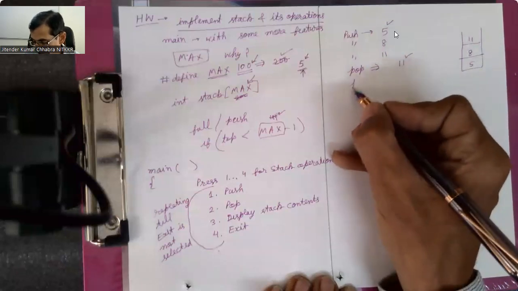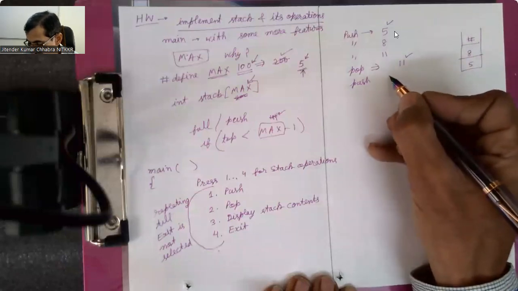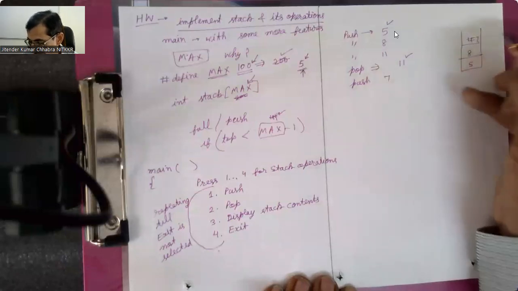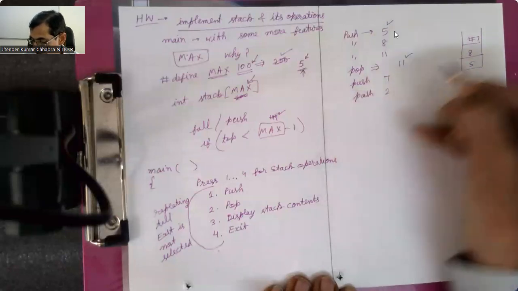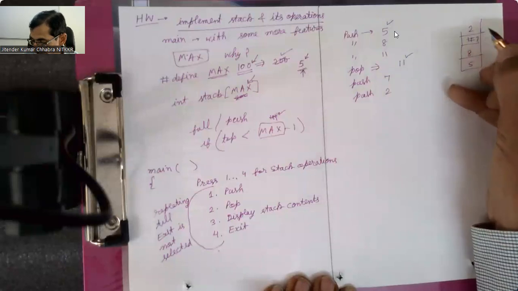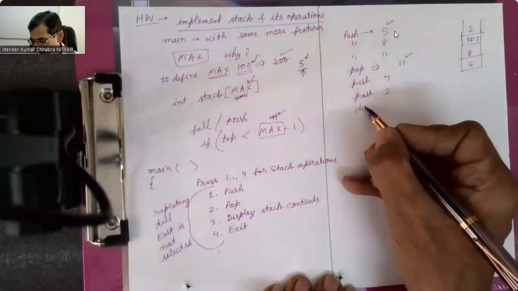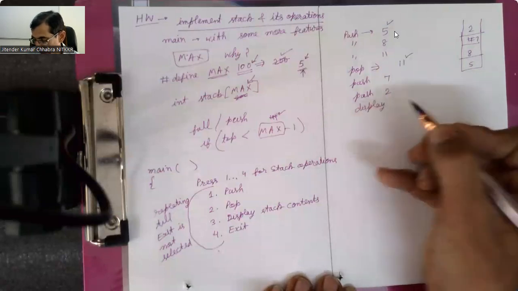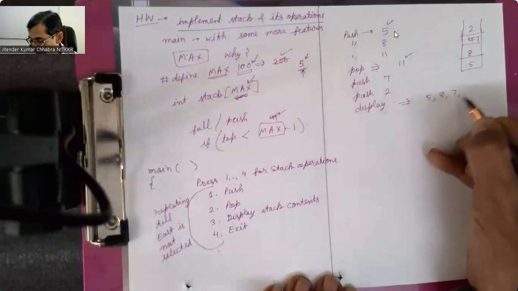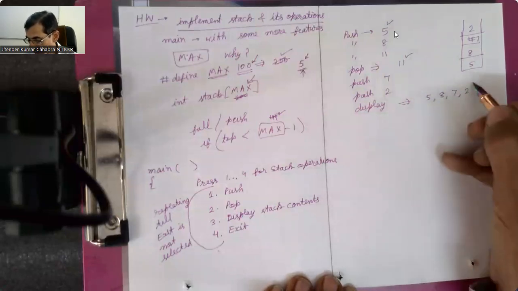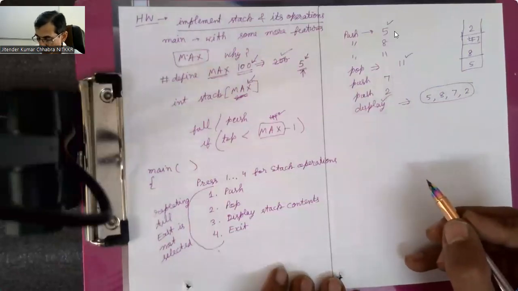Then I say again push. So that will mean 11 has gone, and now I have pushed, let's say 7. So 7 comes here. I again say push 9 or push 2. So 2 comes here. So in between, I can do many operations. Maybe now I say display the stack contents. So my display should tell me that currently stack has 5, 8, 7, and 2. Of course, this display will be possible by using one loop, and you can do that.